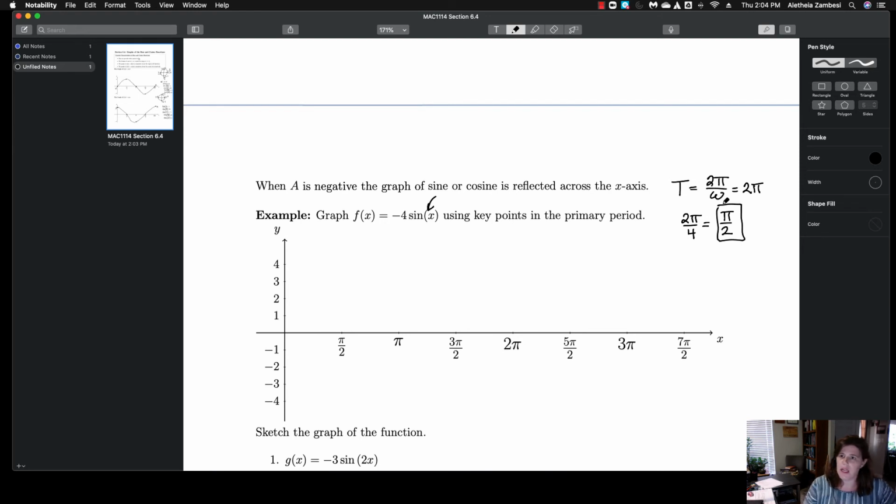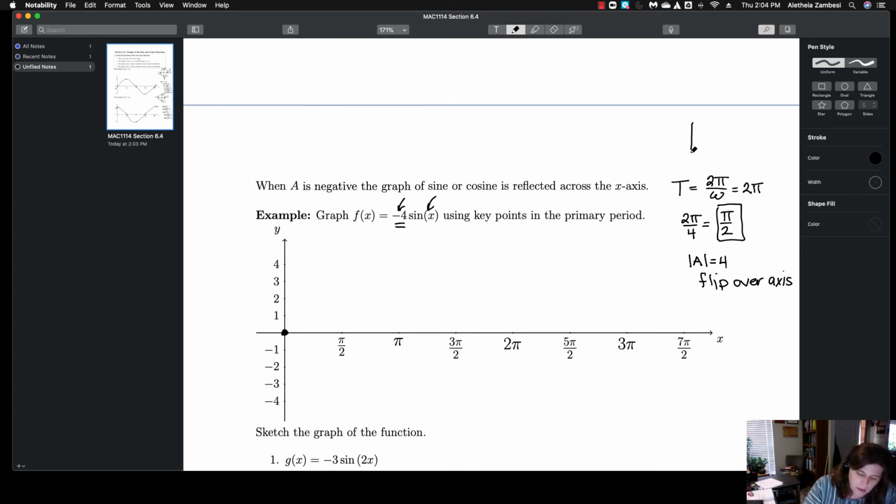Now you'll see how that changes when we change the period, but pi over 2 are going to be our points in our primary period. Now we have an amplitude of 4. So instead of going to 1 and -1, we're going to be going to 4 and -4. We also have a negative value in front, so this is going to be flipped over the axis. So we're still starting at 0, 0. We're going to place a point in the primary period every pi over 2.